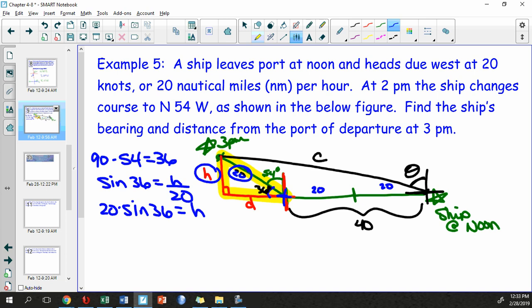So I'm going to save us some number punching here, and I'm going to give you what that is. That tells you that your height is 11.76. So I found h. So how do I find d?